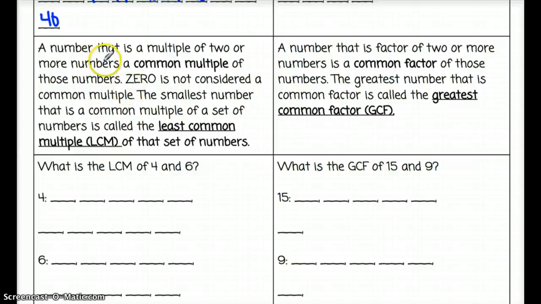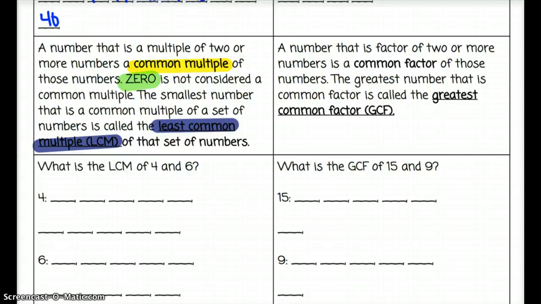A number that is a multiple of 2 or more numbers is a common multiple. Go ahead and take your highlighter and highlight that. 0 is not considered a common multiple. The smallest number that is a common multiple of a set of numbers is called the least common multiple. So once you find the lowest number that's in common, that's the least common multiple, or LCM, of that set of numbers.